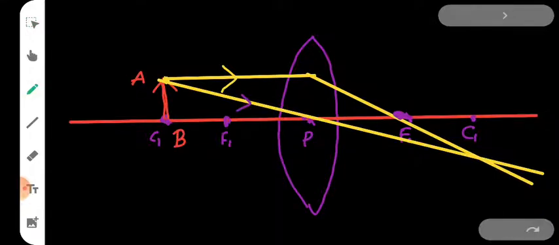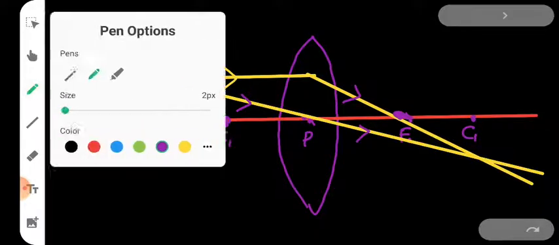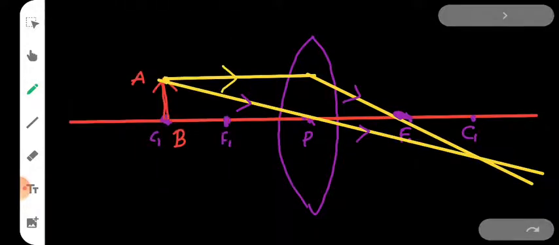First ray went through this part, second ray went to that part. So the ray going to the pole goes undeviated. Now where is the image? See, this is the image of point A, so I will call it A prime, and this would be the image of point B, so I will call it B prime, and you get an inverted image.